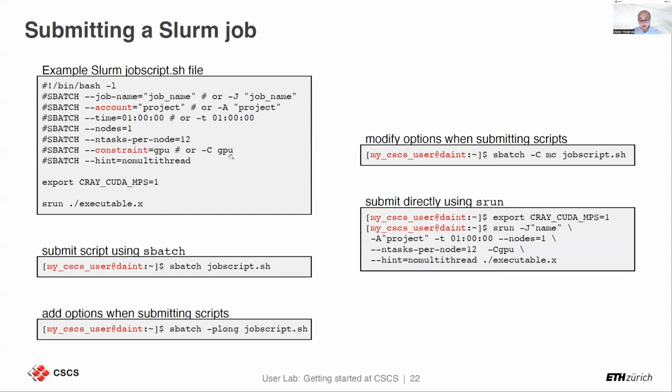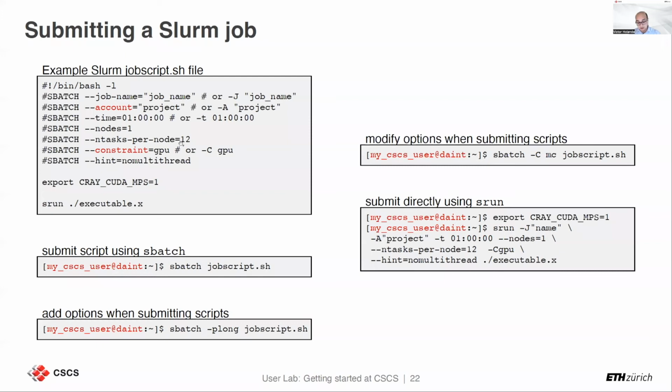So if you also want, for instance, to disable SMT multithreading, you can use the hint nomultithread option, and you don't have multithreading enabled on your compute node. In this particular case, I'm also highlighting another aspect: you're using multiple MPI ranks per node. If the application is MPI enabled, ntasks-per-node is equal to 12.